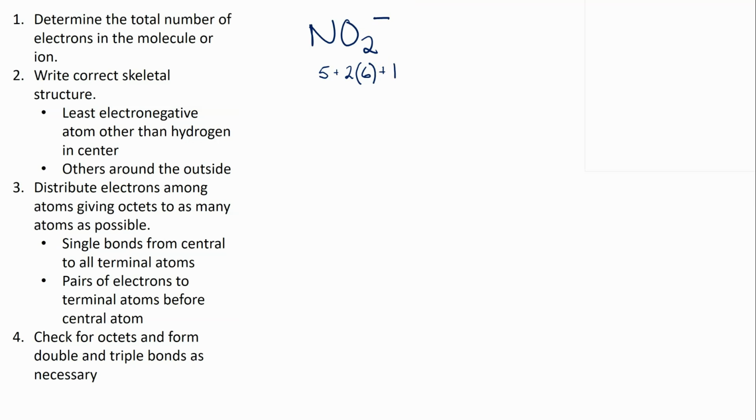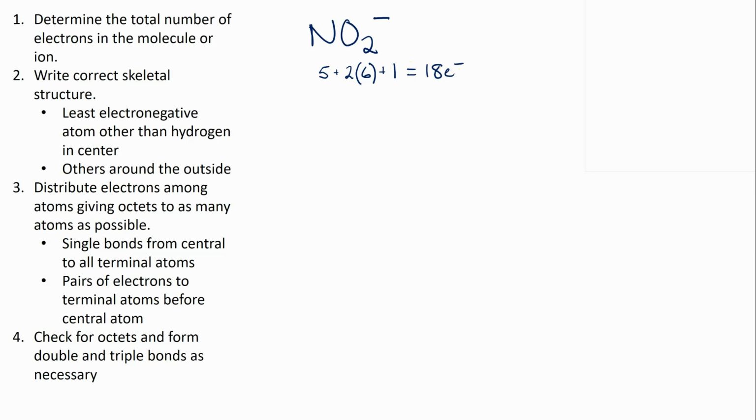Now, some students mix this up and they think negative, I should subtract. Having more negative charge means you have to have more particles with negative charge on them. That's more electrons. More is plus. So if you had a cation, a positively charged ion, you would subtract the charge. If I had a 2 negative ion, I would add 2. If I had a 2 positive ion, I would subtract 2. Okay, so in this case, I'm going to need 18 electrons.